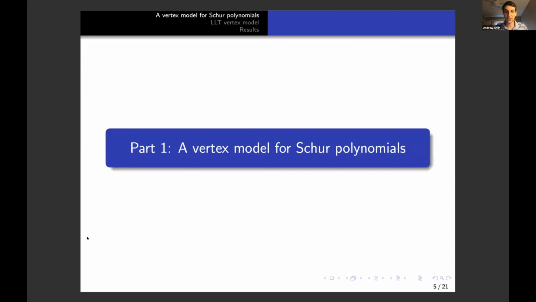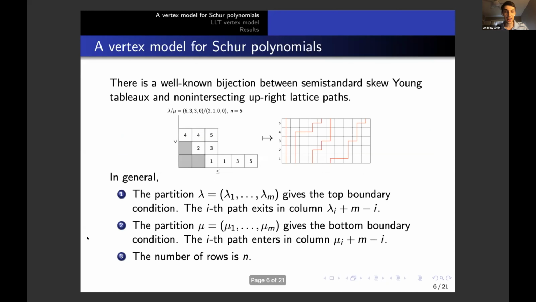Okay, so first let's go over a vertex model for Schur polynomials. Oh, by the way, I'm going to be using French notation. Kyle was using English notation, but in French notation, it's upside down, where the first row is on the bottom. So that's the first row of my tableau. But anyway, there's a well-known bijection between fillings of semi-standard skew Young tableaux and non-intersecting upright lattice paths, where each row gives me one of the paths. So for instance, this first row corresponds to that lattice path.